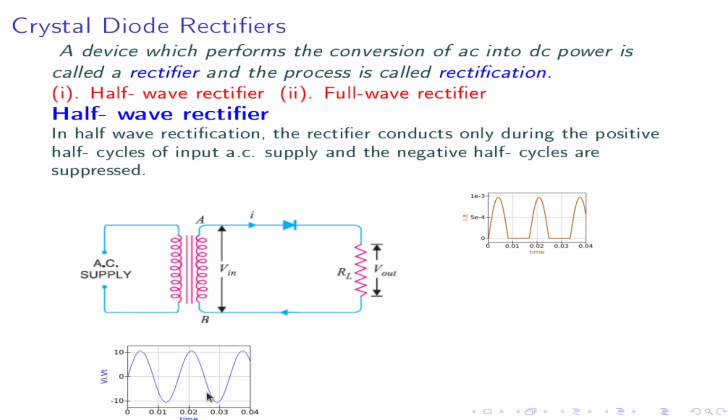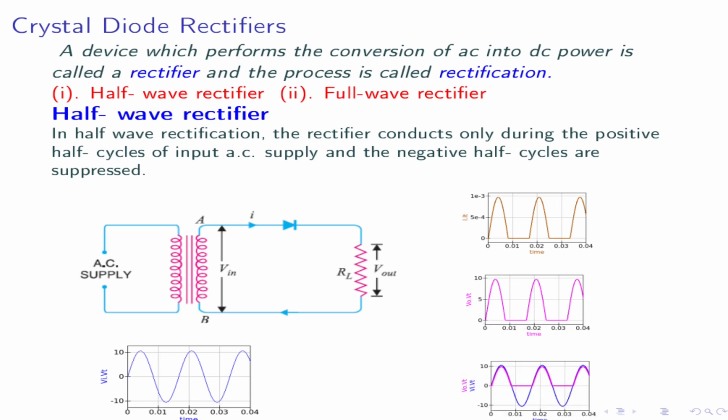That means the input signal is partially converted to a DC power. A portion of the AC signal is suppressed, so it is converted to DC power. This is the output voltage. The output voltage also contains the positive half cycle and does not contain the negative half cycle. So this is the total output. This is the input signal, the blue one, and this is the output. That means the diode conducts only for the forward bias condition.